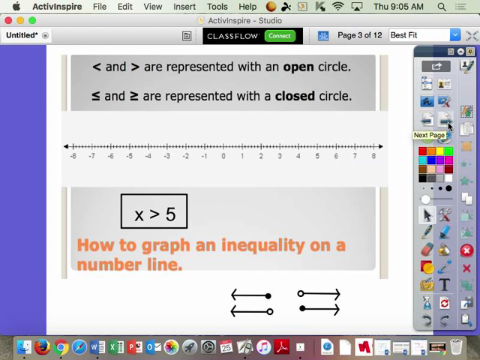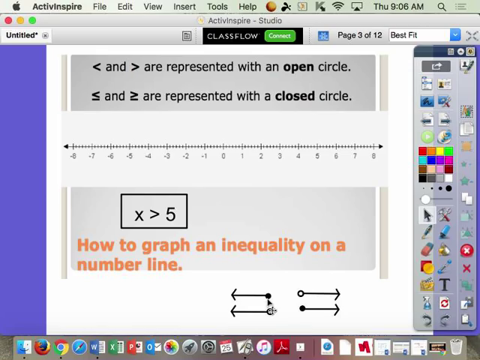Welcome back. All right. Now, we first obviously need to graph them. So if you are given x is greater than 5, okay? It says up here, less than and greater than are represented with an open circle. Less than or equal to and greater than or equal to is represented with a closed circle. Okay, so let's start here. Is this going to be an open circle like this or a closed circle like this?